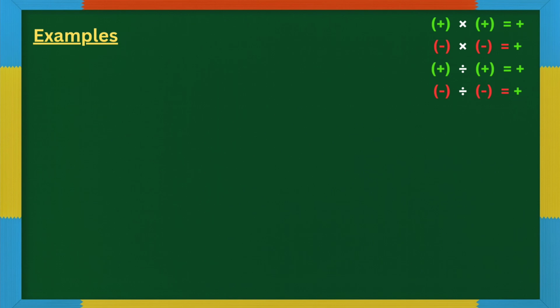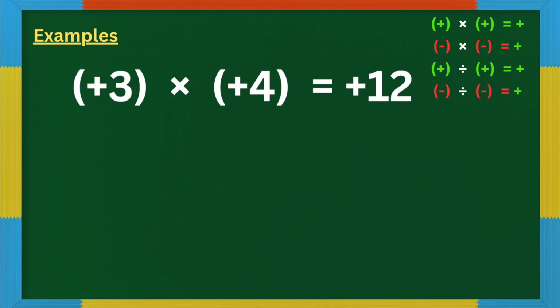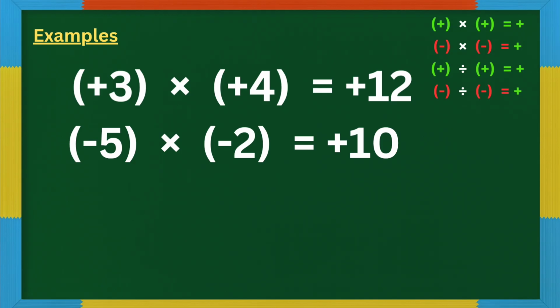Let's see some examples on these rules. First one is plus 3 multiplied by plus 4. That means plus into plus is equal to plus. 3 into 4 is equal to 12. So the answer is plus 12. The second one is minus 5 multiplied by minus 2. That means minus into minus is equal to plus. 5 into 2 is equal to 10. So the answer is plus 10.